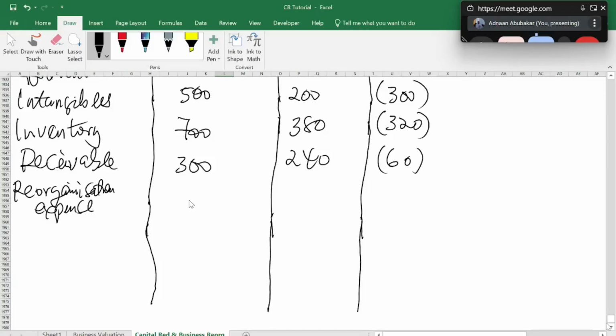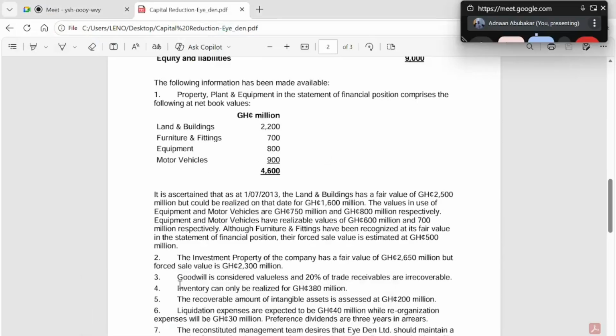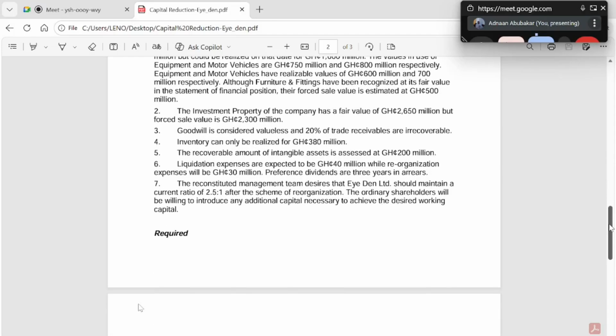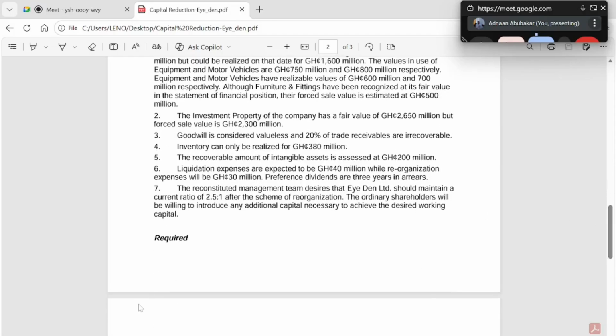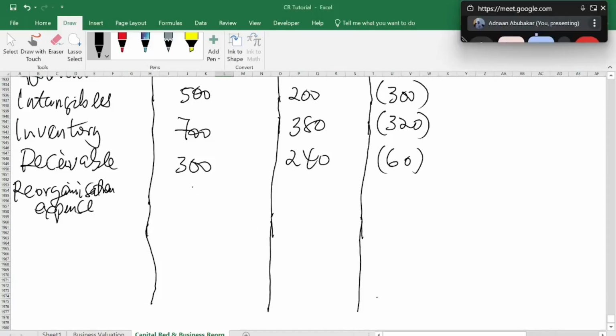So reorganization expenses, how much? Footnote. Reorganization expenses is 30 million. Let me check. Yes, it's 30. So that one is 30. So nothing counts here. Is it negative or positive? It will behave like the goodwill, so it will be in bracket. Because when you do capital reduction account, you see it will also go to.